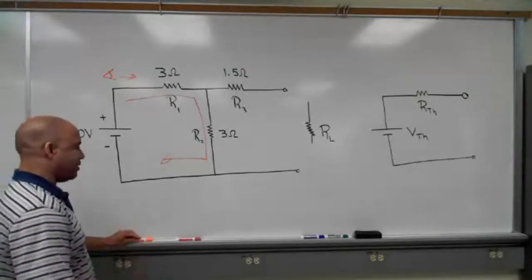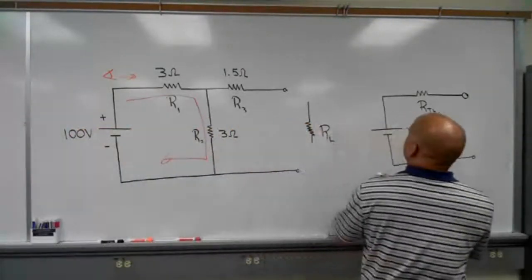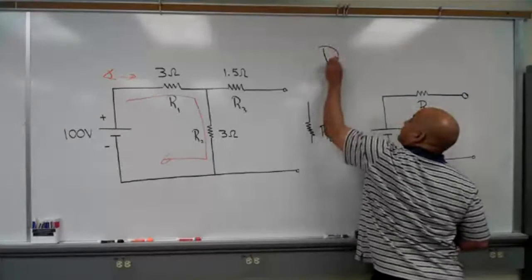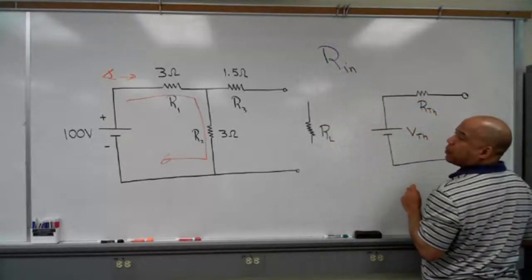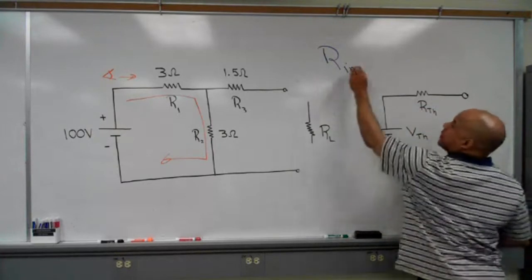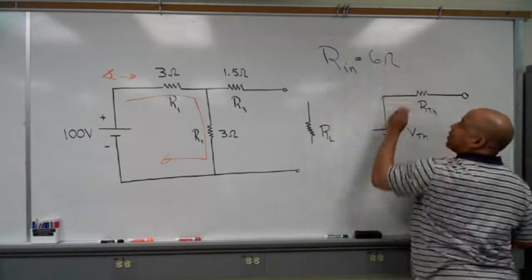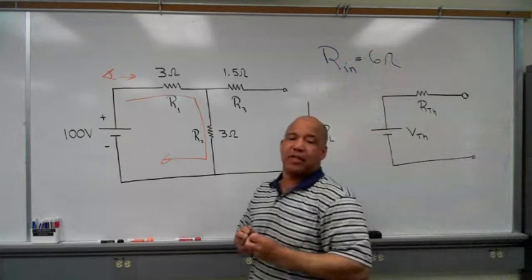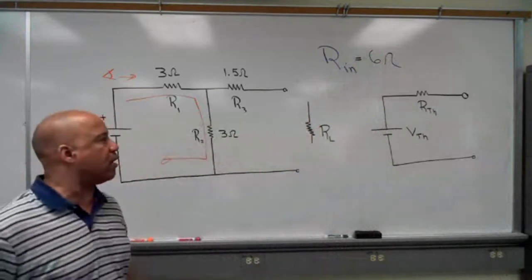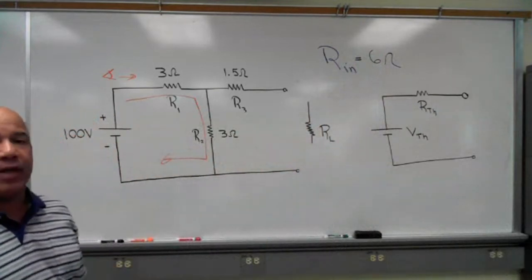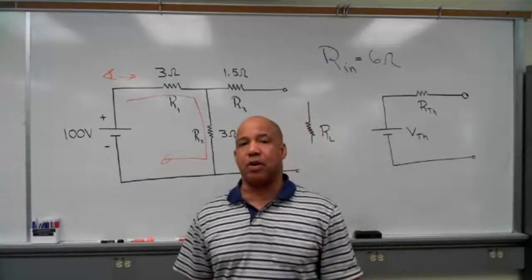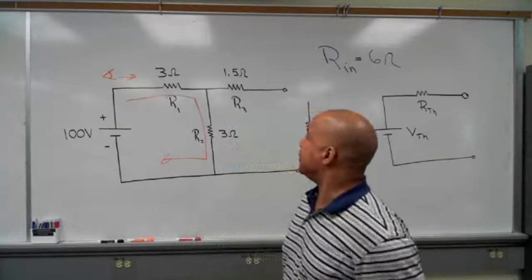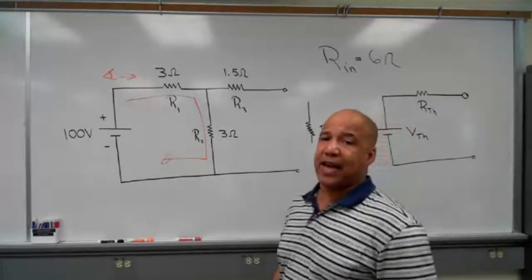Series. They are series. So my input resistance, that's the resistance from the point of view of the voltage source, my input resistance is 6 ohms. Now that's not part of the Thevenin circuit, but the instructions were to find the input resistance. The input resistance is what we in class have been calling the total resistance or the equivalent resistance. So we got the input resistance. Now let's proceed to Thevenize the circuit.